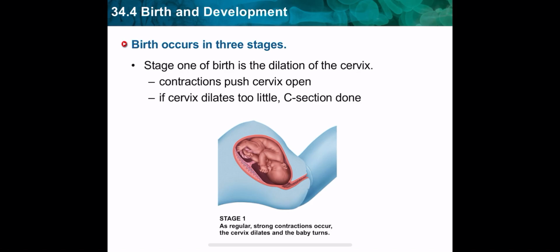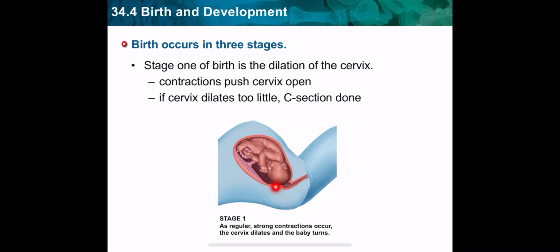Let's talk about delivery or birth. The birth occurs in 3 stages. The first stage of birth is the dilation of the cervix. Let's remember together the meaning of the cervix. The cervix is the opening of the uterus. It's the mouth of the uterus. So, number 1, dilation of the cervix.